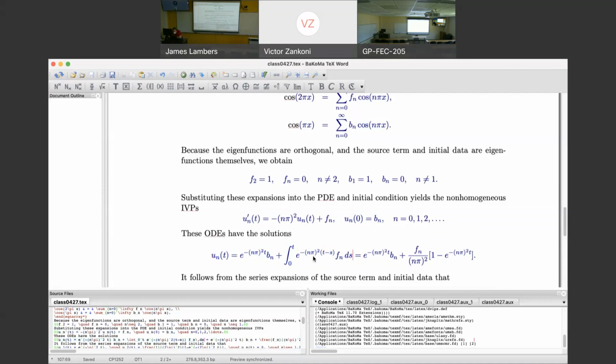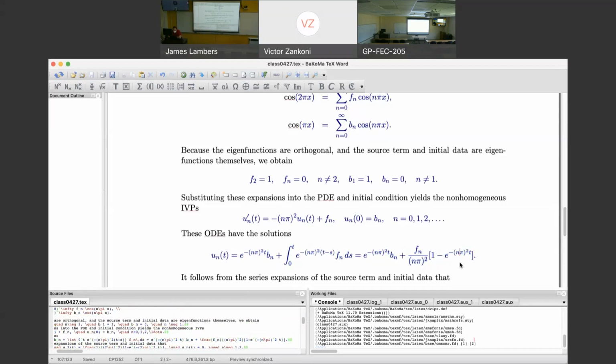Now, the Fn in general might depend on t. It doesn't in this problem. So for this problem, each Fn is a constant, so you're allowed to pull it out of the integral. But if the source term depends on t, you have to leave this in here. This is a function of s here. And you have to take it into account when evaluating this integral. For a case where it is a constant, this integral can be evaluated. It just turns out to be this. This is something you can keep in mind.